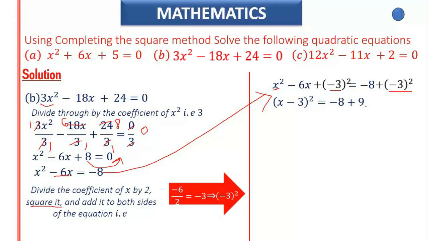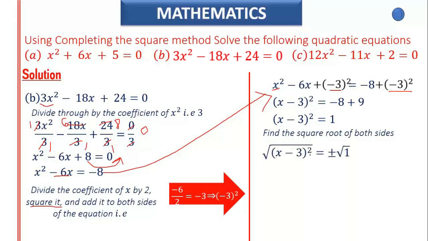Then you can simplify this one here. That means you have -8 + 9. From what you have there, you can simplify further: (x - 3)^2 = 1. So as usual, you find the square root of both sides of the equation. Finding the square root, the square cancels the square root.